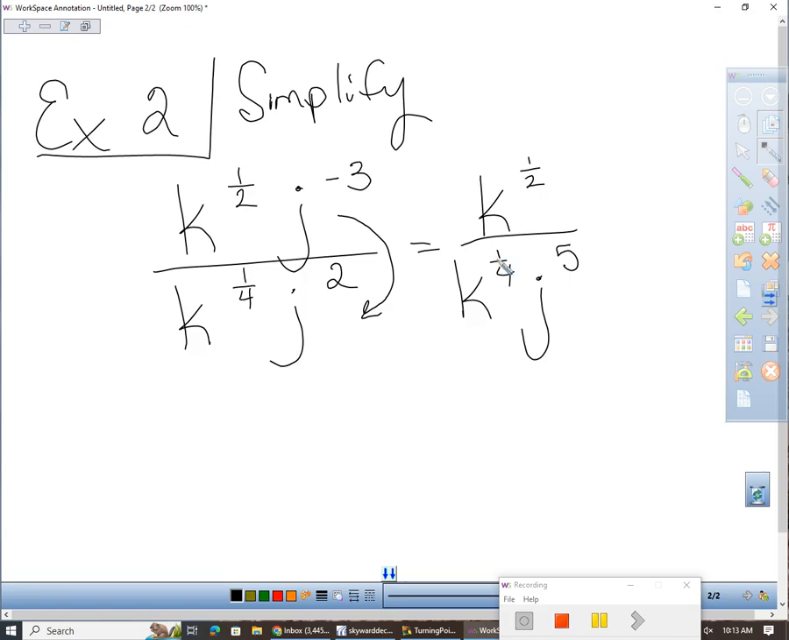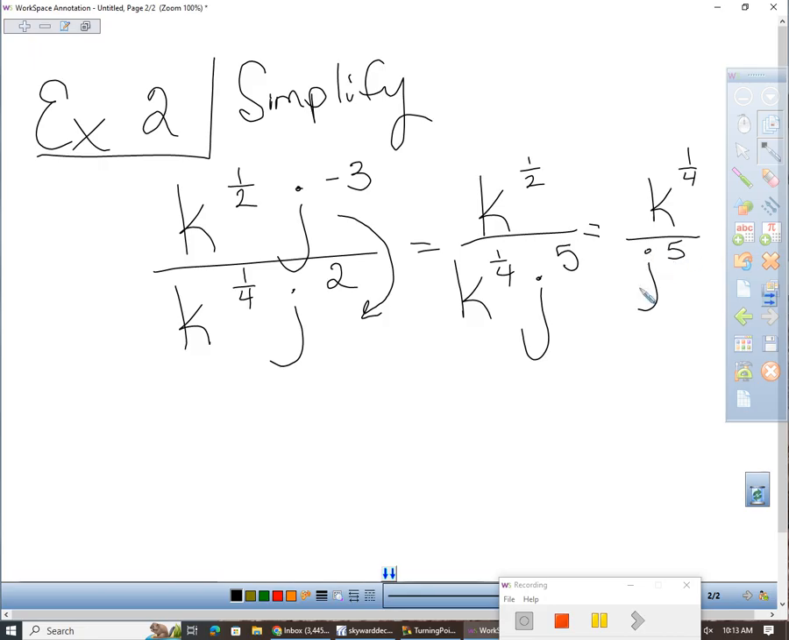Okay. So now we've got to look at where do we have more k's? On the top, absolutely. So I'm going to put my k on top. Question is, how many more do I have? 1/4. Good job, Eva. 1/4. How did you get 1/4? And you subtracted them? Very good. And then I have my j to the 5th. Do I have any other j's? So it's just got to stay where it's at.